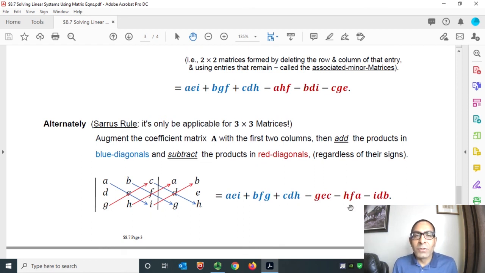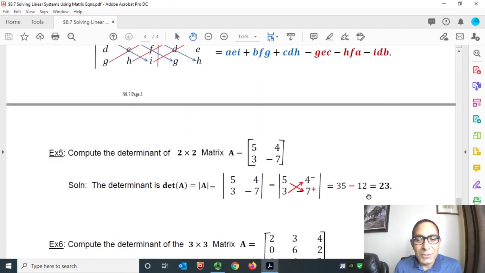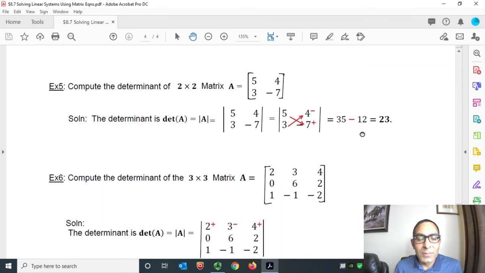Great. So I hope this makes sense to you all. Now let's move on. Now let's do example 5. Compute the determinant of a 2x2 matrix. So here, the matrix has entries 5, 4, 3, negative 7. Then solutions.